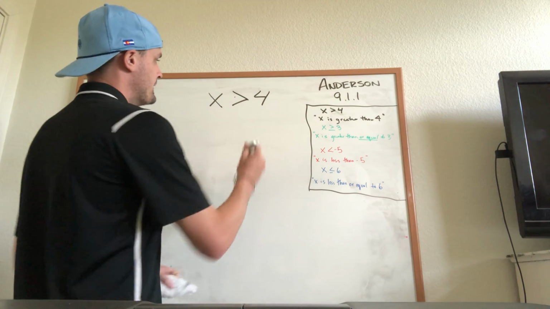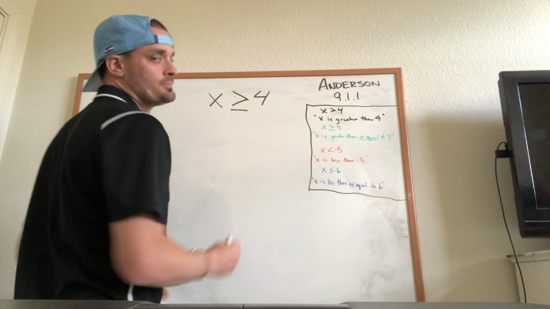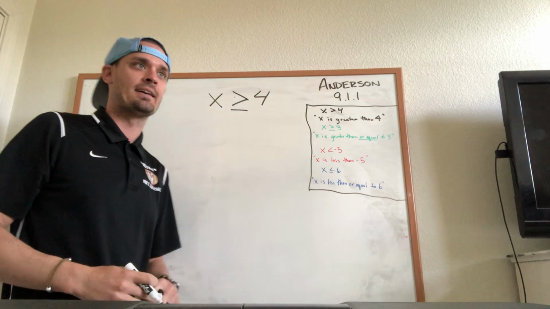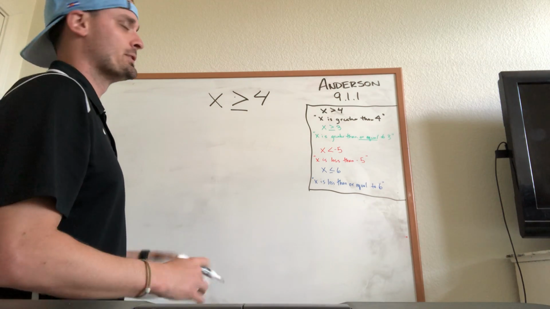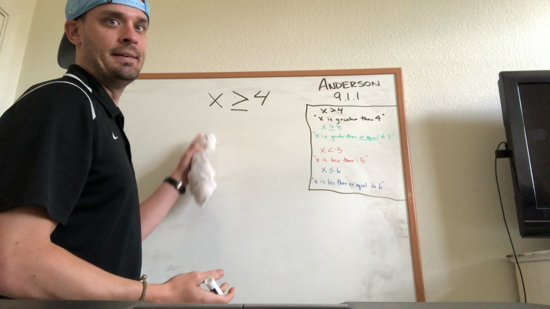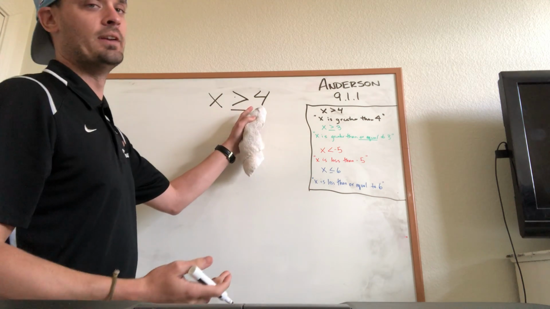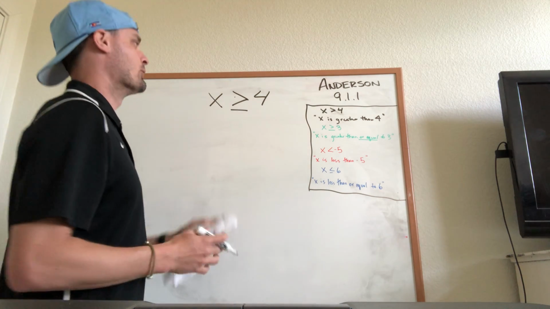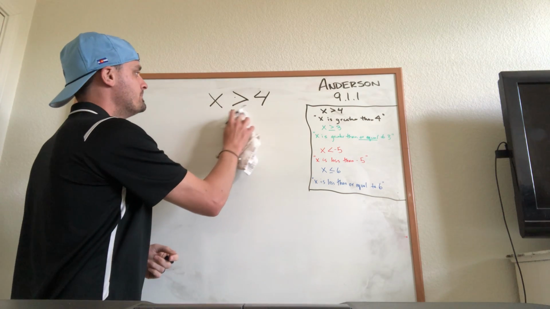Okay, if we put a line underneath it, now we're stating x is greater than or equal to 4. So it's all those same numbers. The only difference is now we're including the number 4 because it can be greater than or equal to that number.